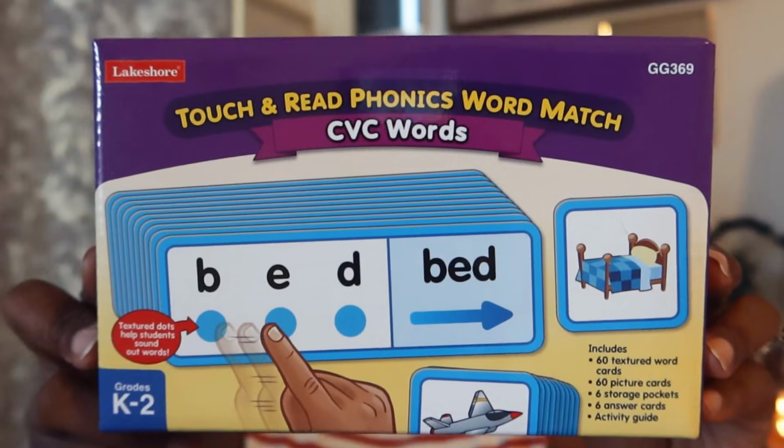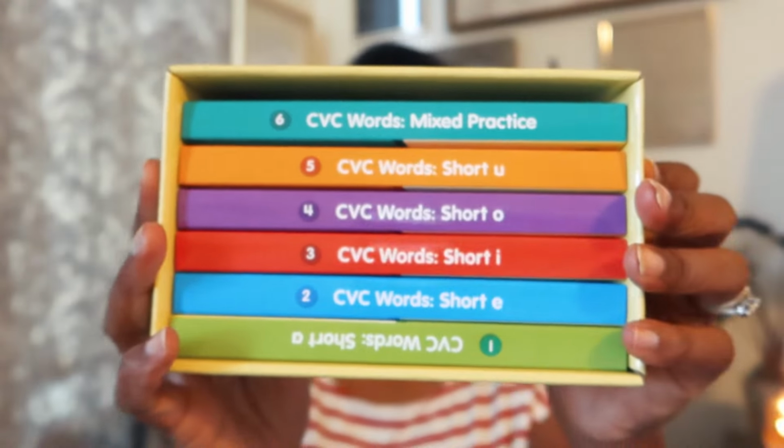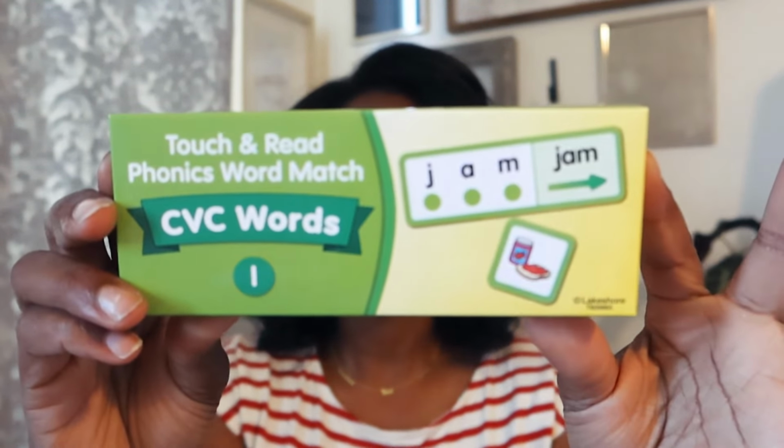So his struggle was that he was forgetting his sight words. He was forgetting because he hadn't reviewed them in so long. And so these are 60 textured word cards with pictures and storage pockets. So this is what it looks like, and this is what the inside looks like here. So it's numbered 1, 2, 3, 4, 5, and 6. And so I just took out the first one here. And it says CVC words, touch and read phonics words.